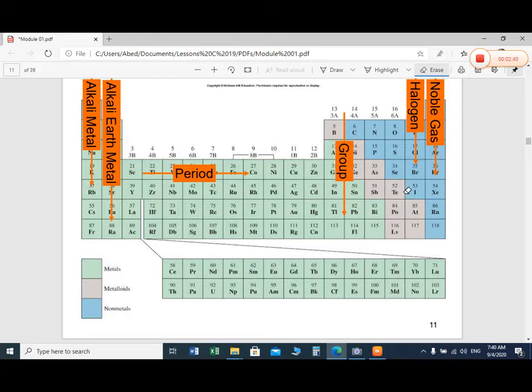And on the right side, a little bit above, this light blue color are called non-metals. So this light green color on the left side is metal, and on the right side it is non-metals. Between the metals and non-metals, there are some metalloids. These elements have properties between metal and non-metal. That's why they are called metalloids.